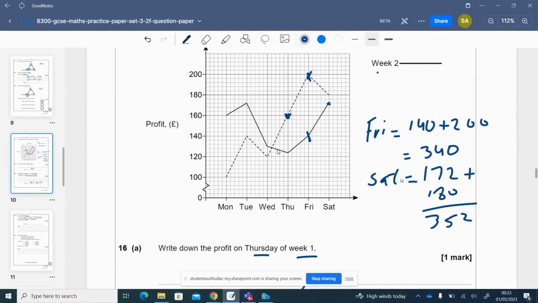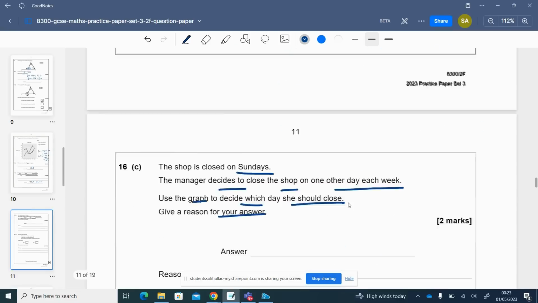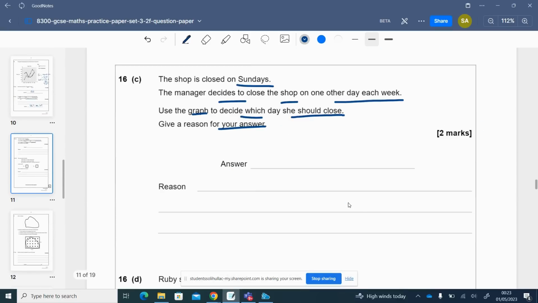or Wednesday, because Monday has the lowest profit for week 1. Okay, and Wednesday, if you look at Wednesday here, this is the lowest total profit for both weeks, right? So either they can choose Monday, which is the lowest profit for week 1, or Wednesday, these 2 points here, because that's the lowest for week 2 as well. Okay, so Monday or Wednesday is your answer, which you can put here.